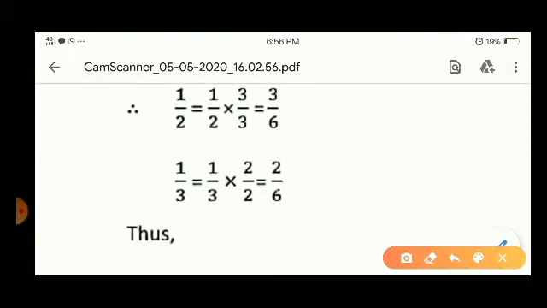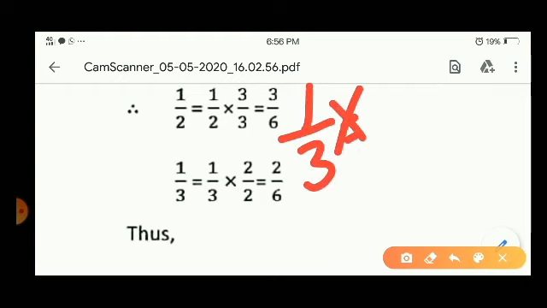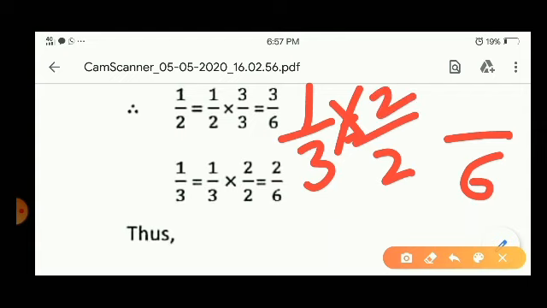The second fraction was 1 upon 3, by which we can multiply it so that the answer has 6 as a denominator. So by what number can you multiply so that the answer comes 6? That is 2. So here the denominator is 2, take the numerator also 2. 2 1s are 2. So here the answer comes 2 upon 6.